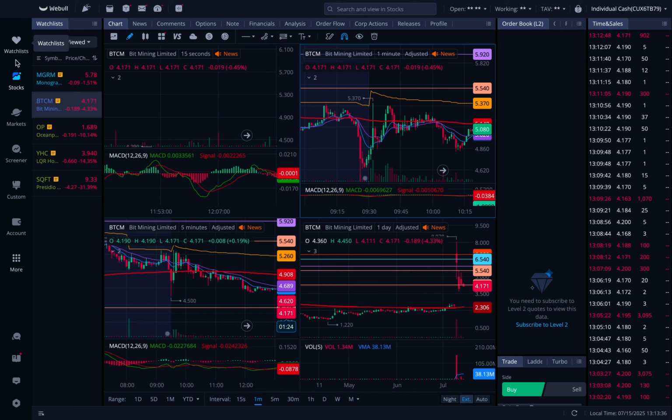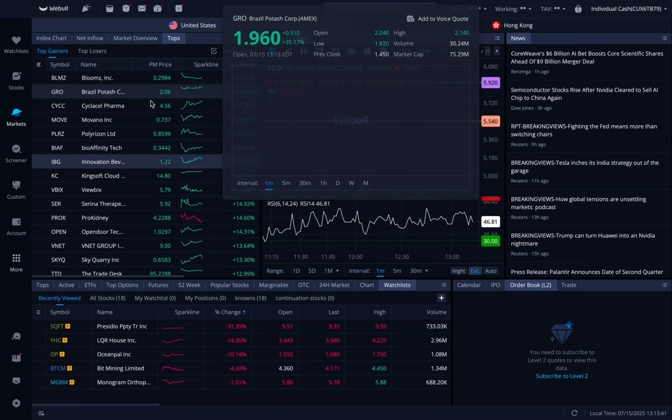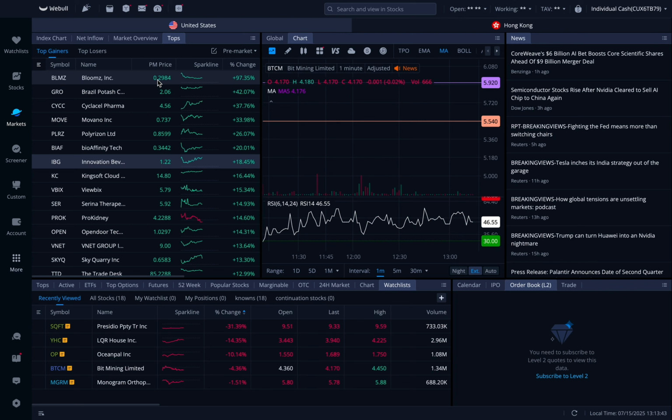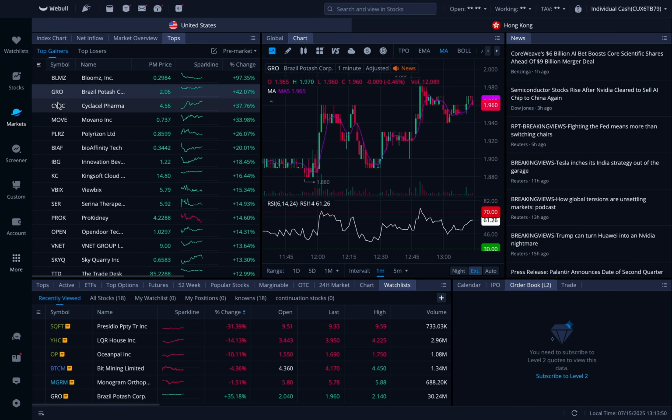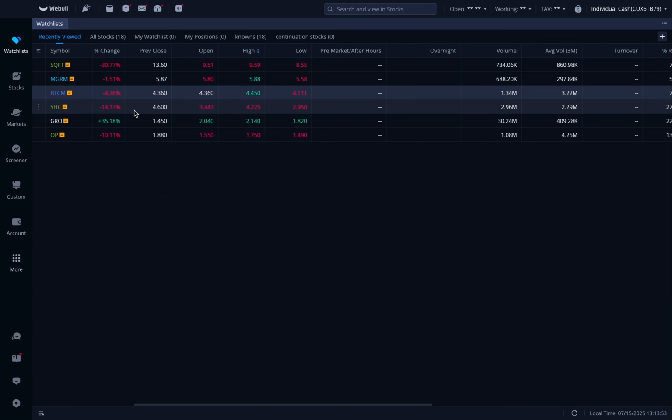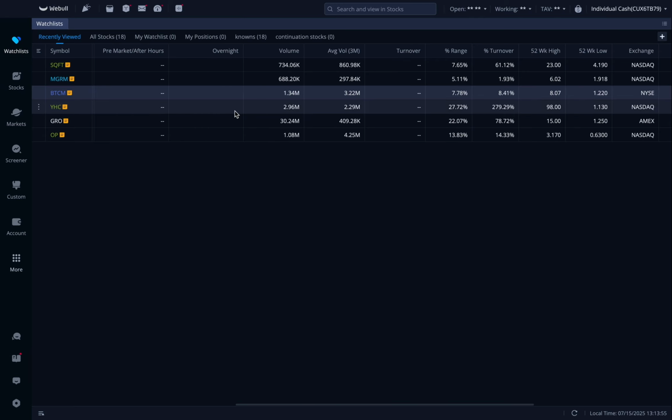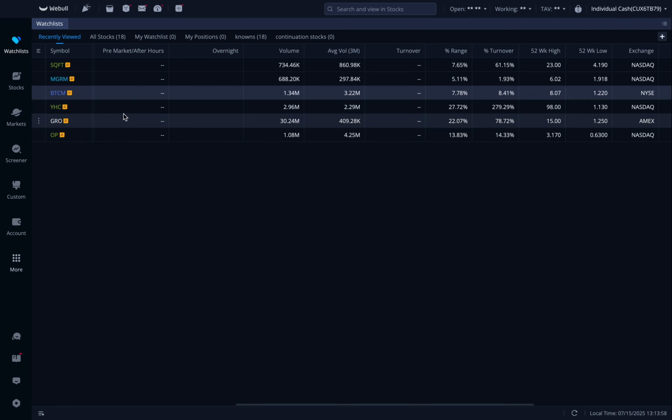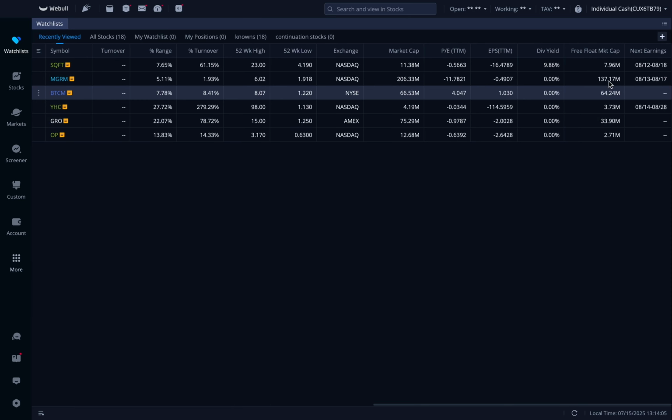But to find these stocks, what I do is I go into market and see what's going up. See, this doesn't have a price range of 1 to 20. This is 0.2, so I'm not going to try that. This, however, is a $2 stock, so I'm going to tap on it, go into the watch list, and as you can see right here, I can check the volume. So GRO has a volume of 30, so it's okay if it's a little bit higher, so I will still trade it. And we check the float, and the float is 33 million.